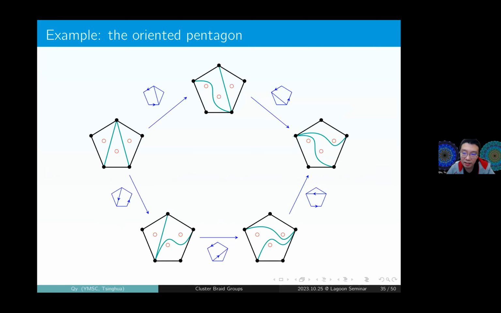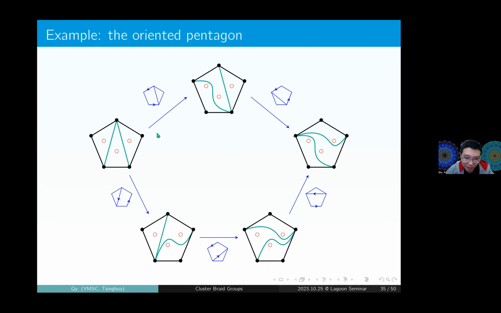Unlike the unoriented case, for a pentagon with no decoration you have just 5 triangulations, and they form a pentagon by accident. But if you have decorations in the middle and you consider the exchange graph, it will be much larger. It's an infinite graph. However, the key thing is that you still have an oriented pentagon in this exchange graph.